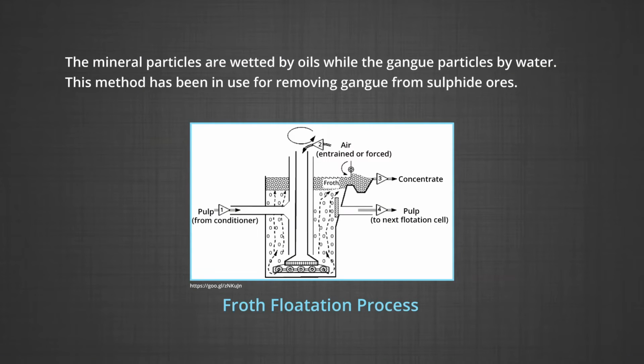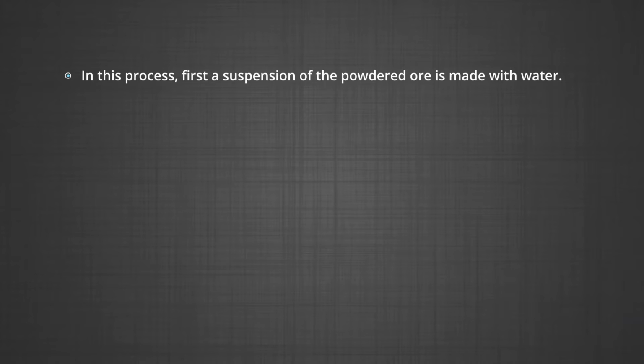The mineral particles are wetted by oils while the gangue particles are wetted by water. This method has been in use for removing gangue from sulfide ores. Let us understand the steps in the method. In this process, first a suspension of the powdered ore is made with water.